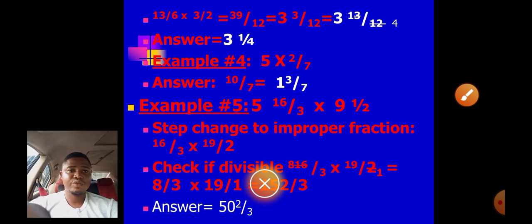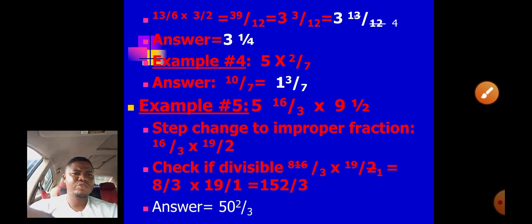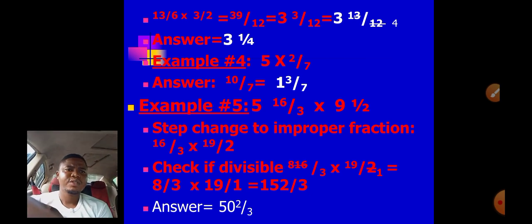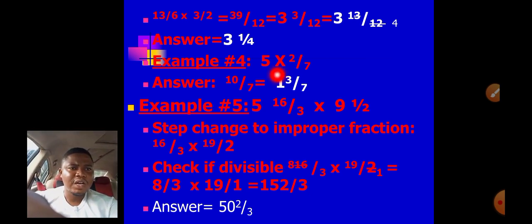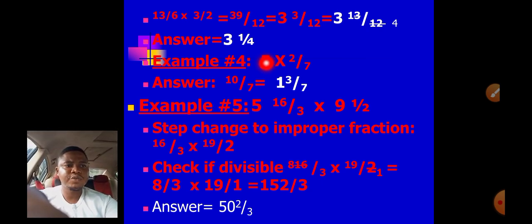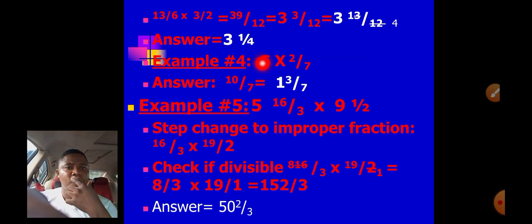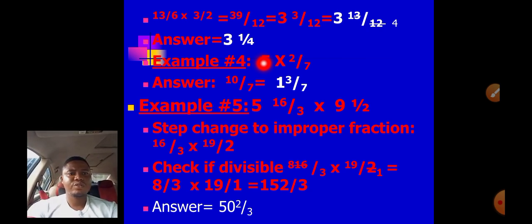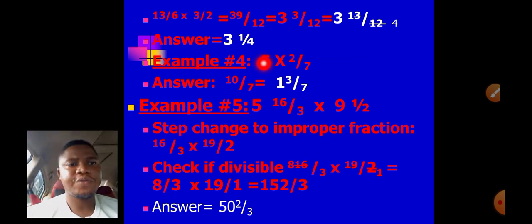So we have 3 over 12 remaining. Now looking at 3 over 12, it is divisible. Look at it very well. It's divisible. So that's why we divide the 3 and the 12 by 3, which will give us 1 over 4. The final answer will be 3 whole number 1 over 4.